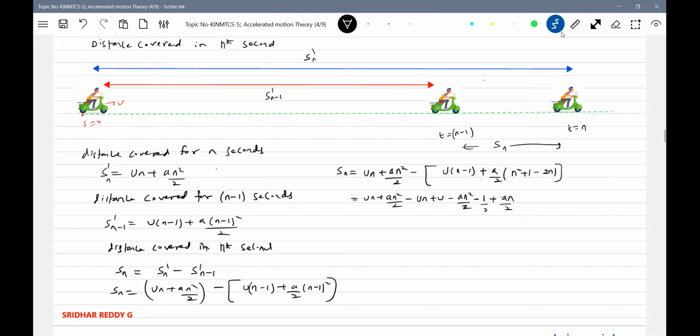All divided by 2 is there, no? So after expanding the bracket, I'm putting minus un, minus of minus plus u, an square by 2, minus an square by 2 will come, a by 2 multiplied with minus, so minus a by 2. Okay, this should be the a by 2. Yeah. This un and un will get cancelled out. Similarly, an square by 2 and an square by 2, these two will cancel out. So what will be left over will be u plus a by 2 n minus 1.